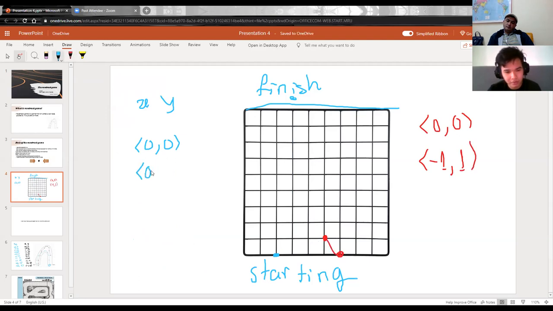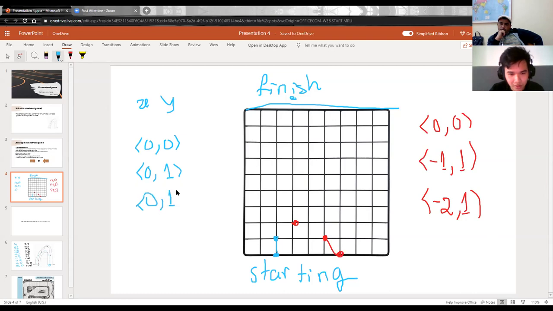turn one for blue. We got 0 and 1, which is vertically up. And the second turn for red is over here. So we got -2 and 1. For the second turn, blue is still 0 and 1. Right? And the third turn for red is reducing the X by 1, and Y still remains the same.